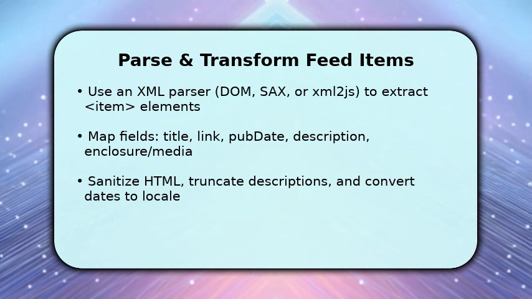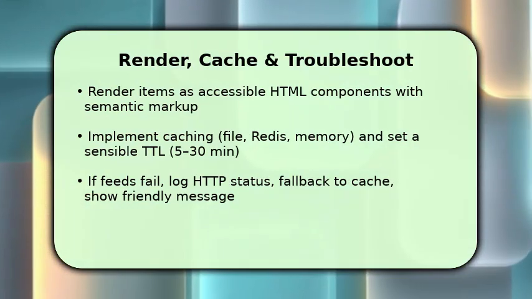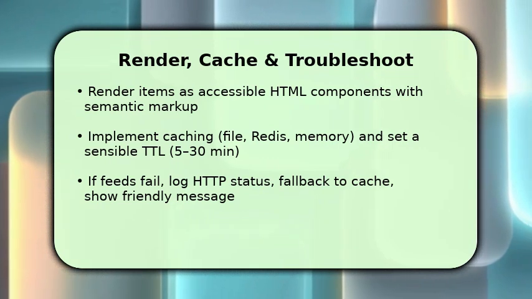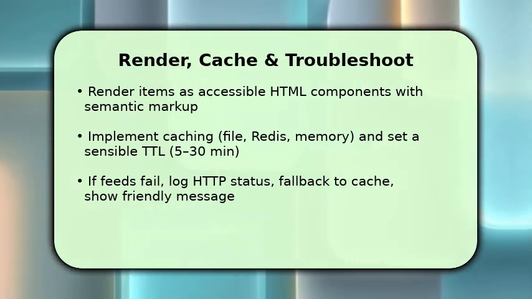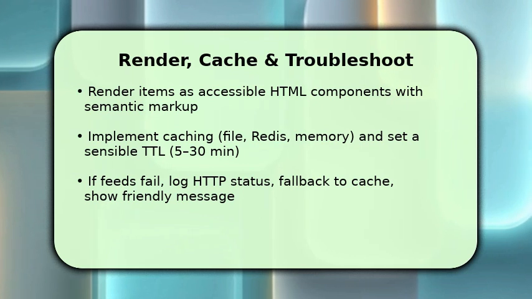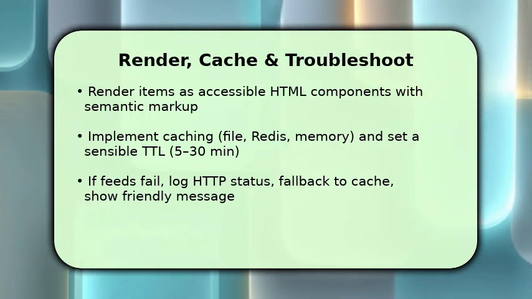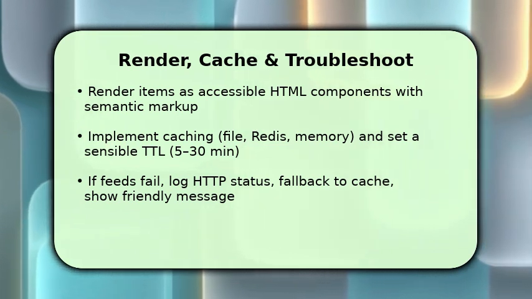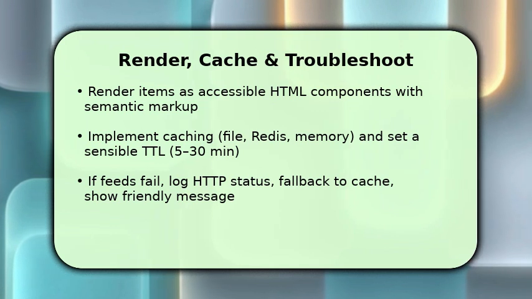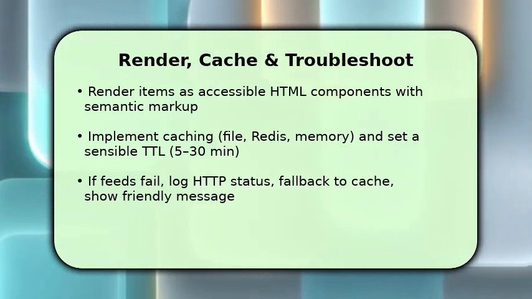Finally, render the parsed items into your pages with semantic HTML and clear links so users can follow back to the source. Use server-side caching and set a TTL between 5 and 30 minutes depending on update frequency. This keeps performance predictable. Once done, monitor logs and add a fallback. If a fetch fails, serve the last cached data and show a short notice to users.